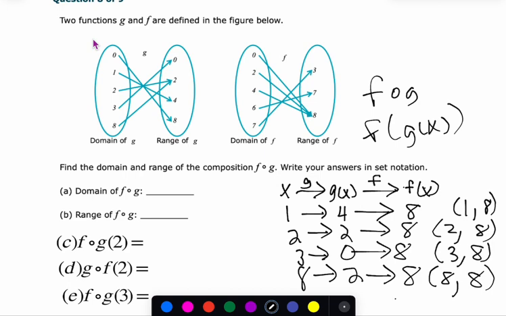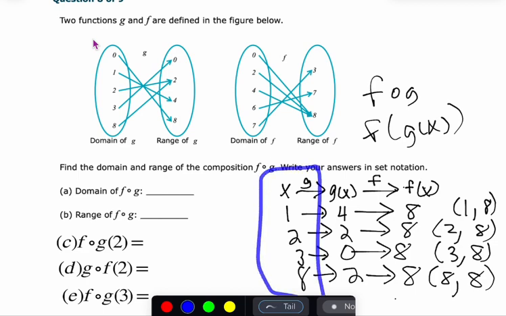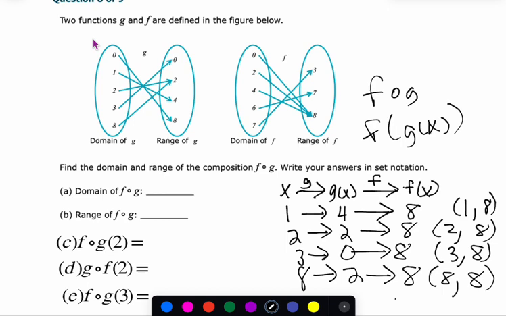Next. Now, what is the domain? The domain of f of g are all the x's that we started with that worked. So 1, 2, 3, 8.